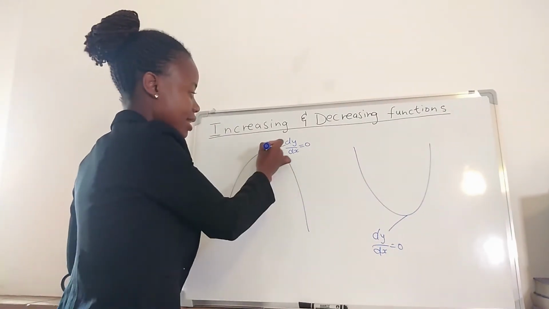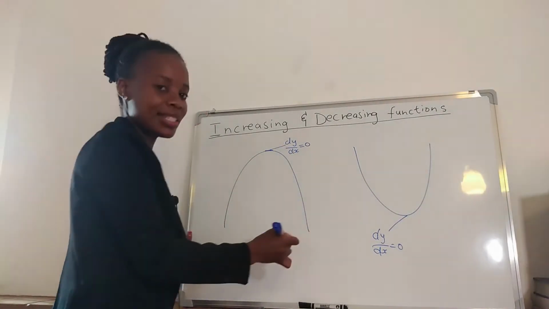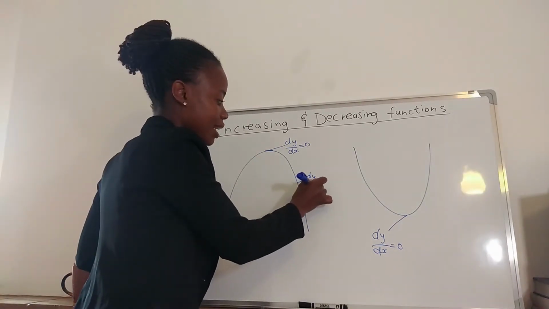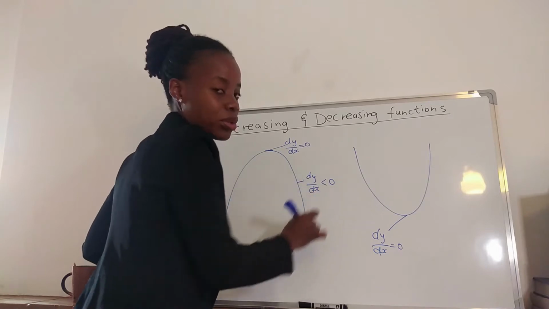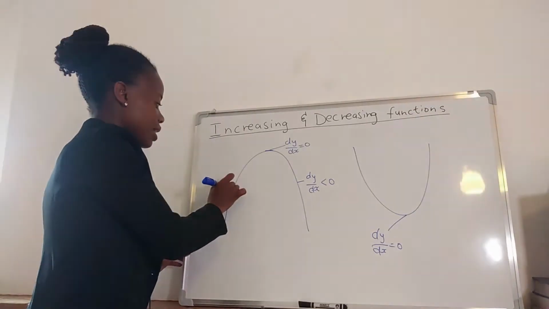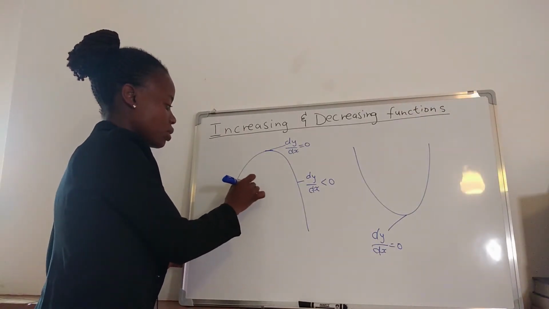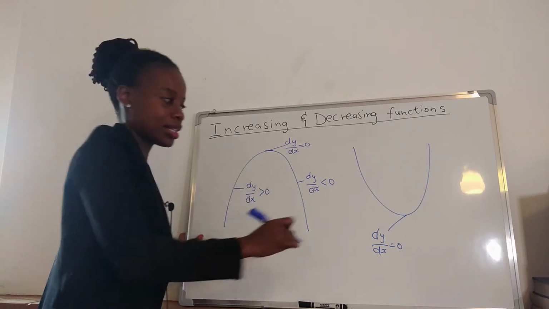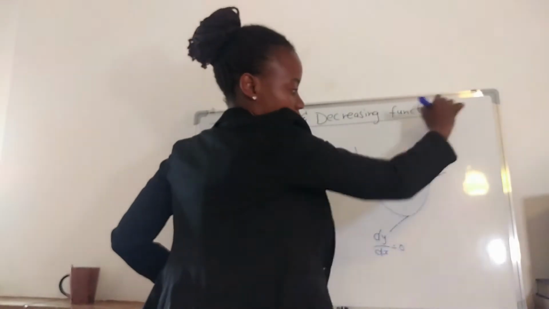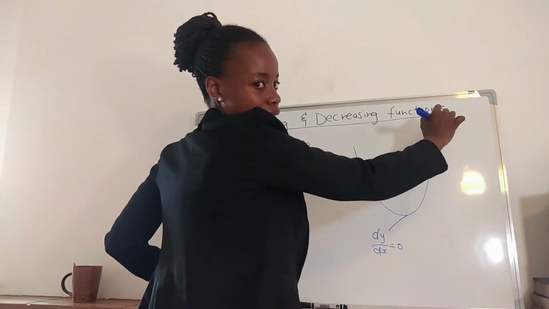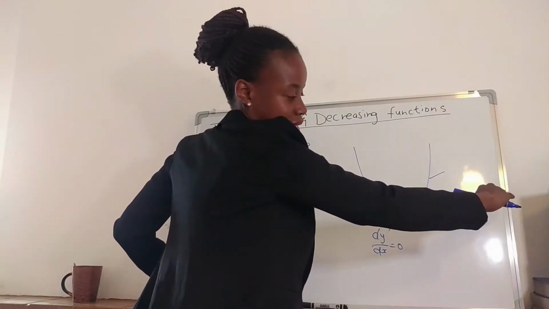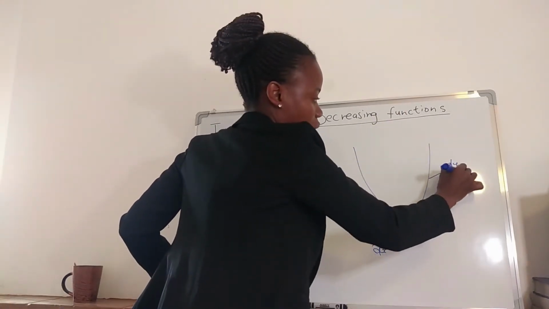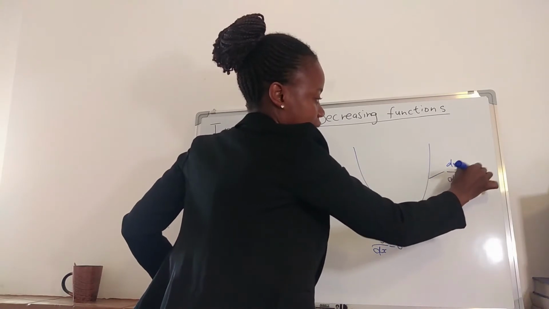Okay, we can see that here it is decreasing. So if it's decreasing, dy over dx is less than 0. Here it's increasing, so it means that dy over dx is greater than 0, right? You can see that it's increasing: as the x-axis increases, the y-axis increases too. So dy over dx is greater than 0.